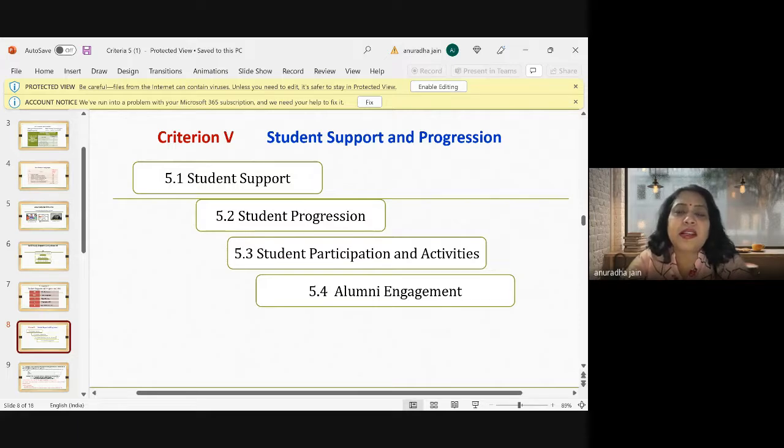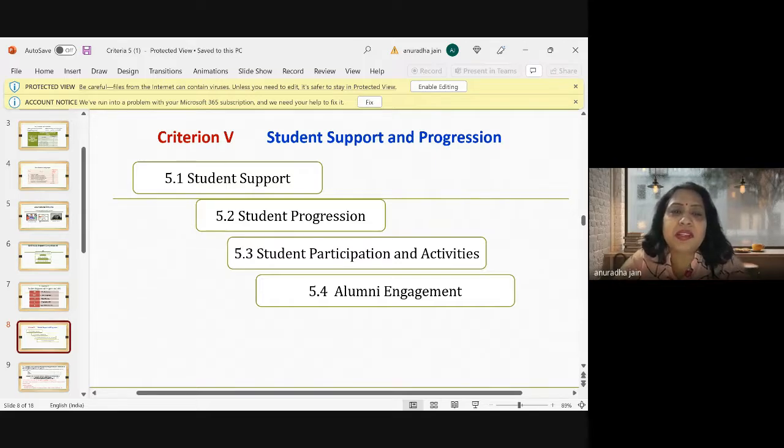And the last key indicator is about alumni engagement. Whether you have a registered alumni association or not, what is the engagement of the students, how alumni contribute in the growth of the institution, what is the contribution in financial terms by the alumni for the growth of the institution. So all that will come under this 5.4, that is alumni engagement.